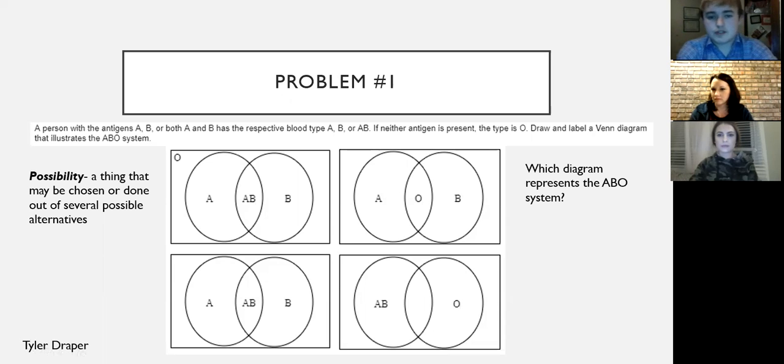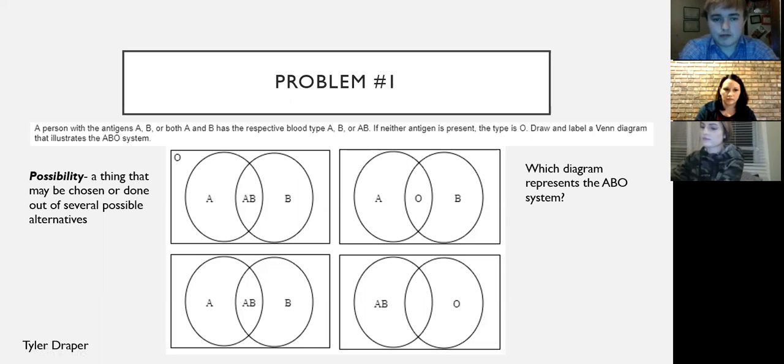All right, so this problem here is a possibility problem. We need to determine what the different possibilities are and how we can break them into different groups. So basically, which diagram represents the ABO system? It says a person with the antigens A and B, so A or B, AB, and then if it's neither, it has to be O.